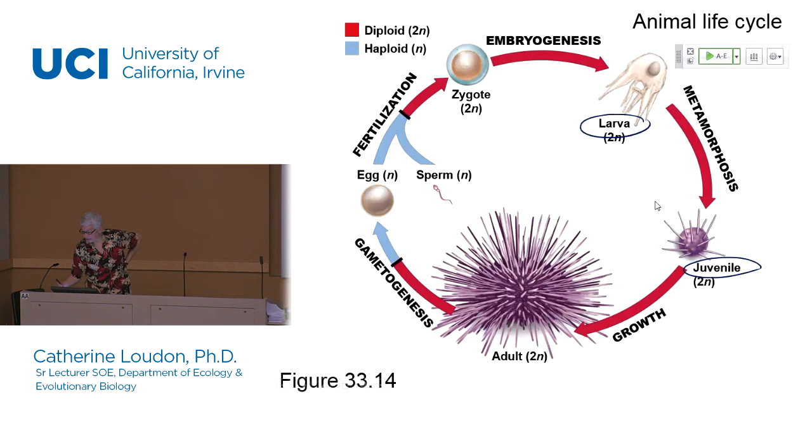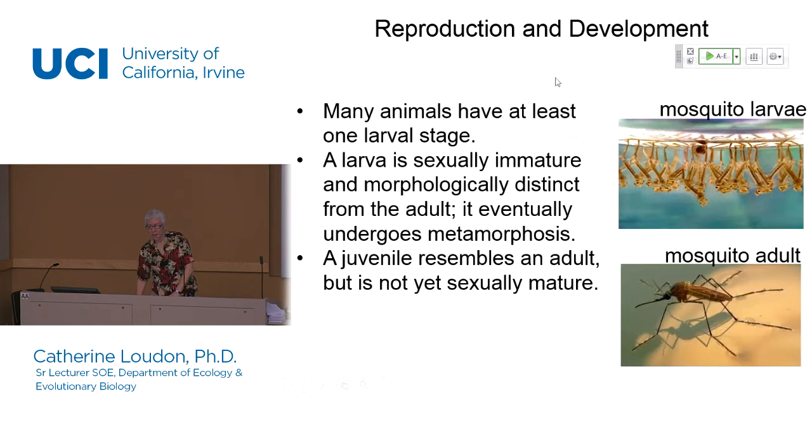The term metamorphosis is used to describe a change in form from a larva to a form that now looks more like the adult. So metamorphosis doesn't have to be to a juvenile stage. It can even be to an adult stage, but it refers to a large change in form. This is very common in animals.